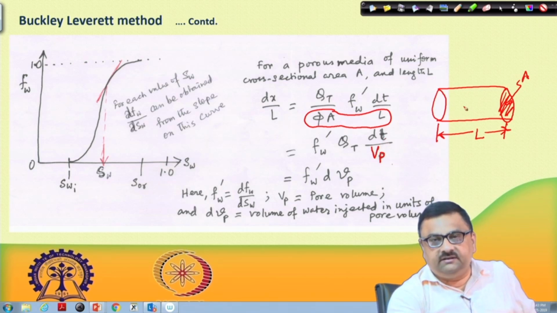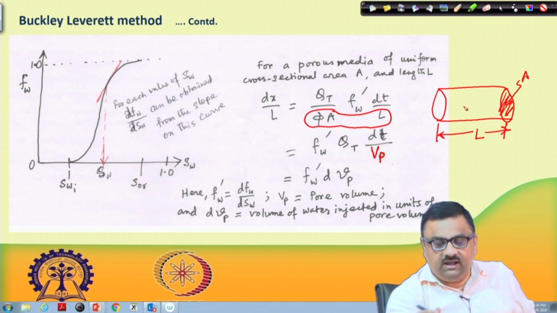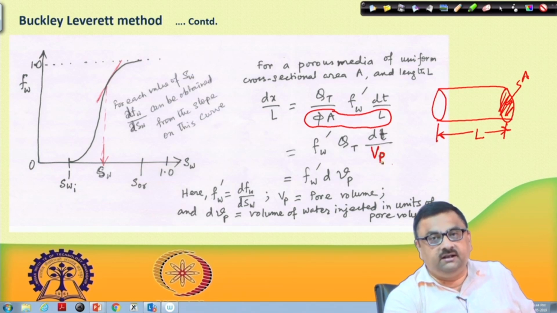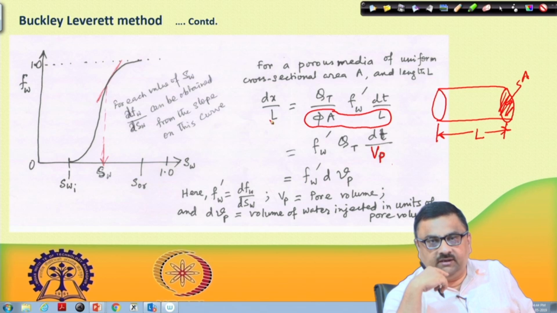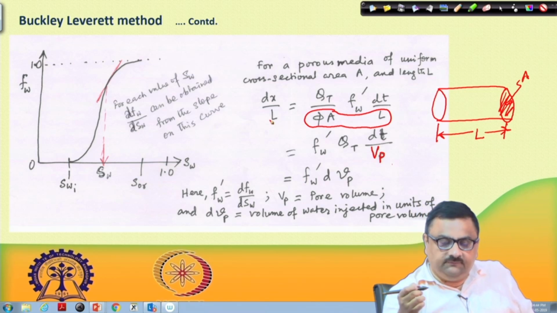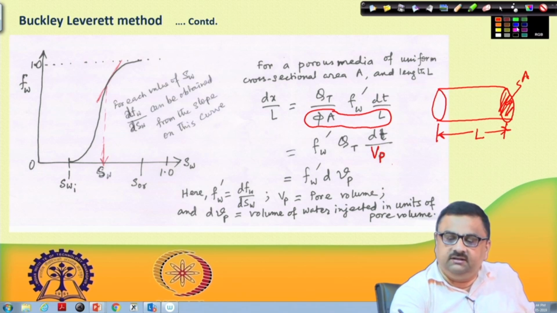I have a porous plug and a porosity; instead of that, now I am talking about the void volume, and that is capital Vp. So instead of phi into A into L we can write Vp, and Fw prime, qt and dt remain as they are. The left hand side is dx by L. Now, we are looking at qt dt. What does qt dt mean?